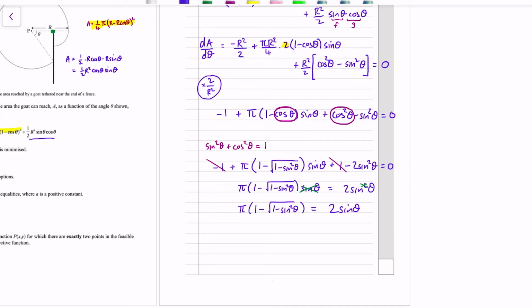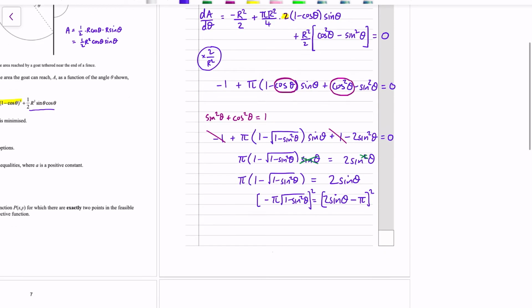I'm going to square this, expand it and then move the pi to the other side. So it's 2 sine theta minus pi. And then I've got minus pi root 1 minus sine squared. Now if I square both sides of this, I've got pi squared times 1 minus sine squared. And then the right hand side I've got 4 sine squared theta minus 4 pi sine theta plus pi squared.